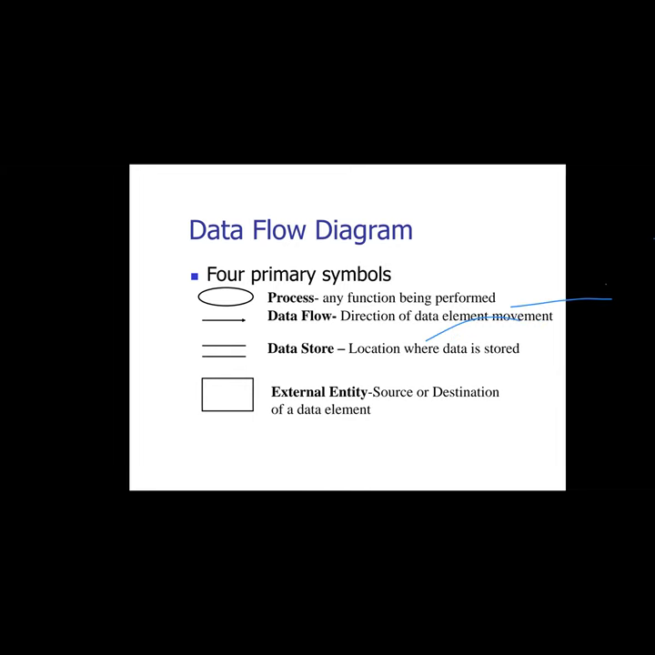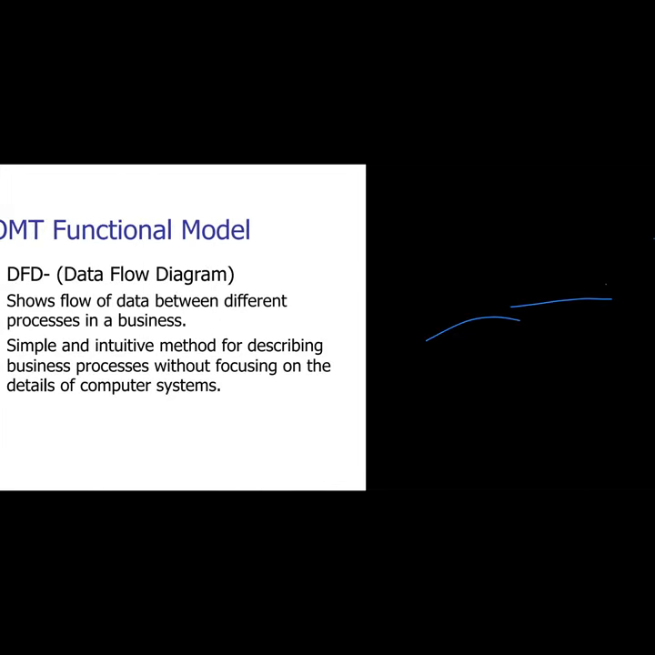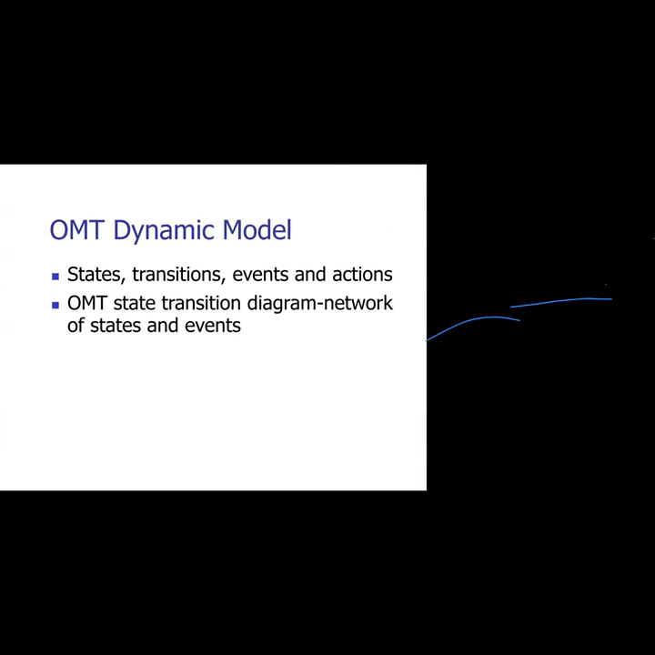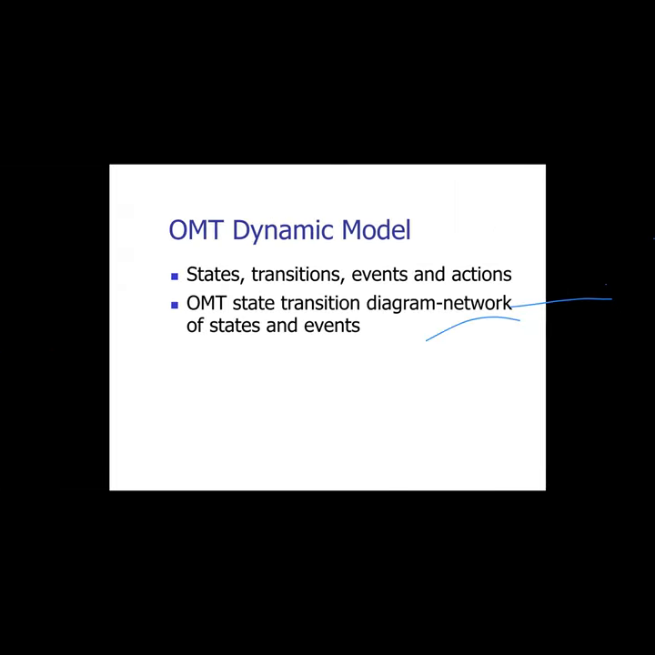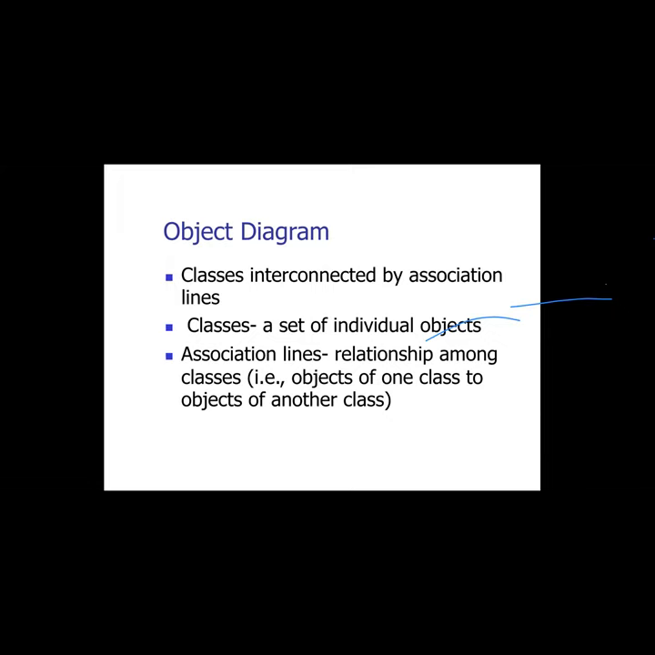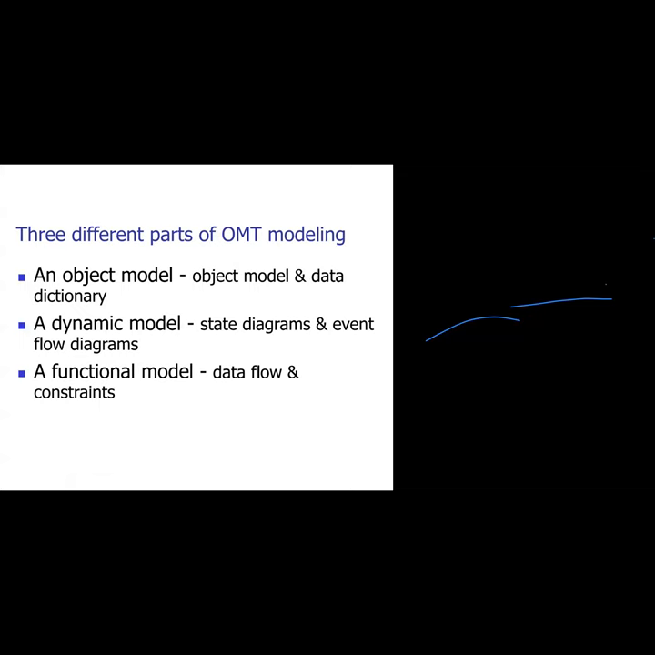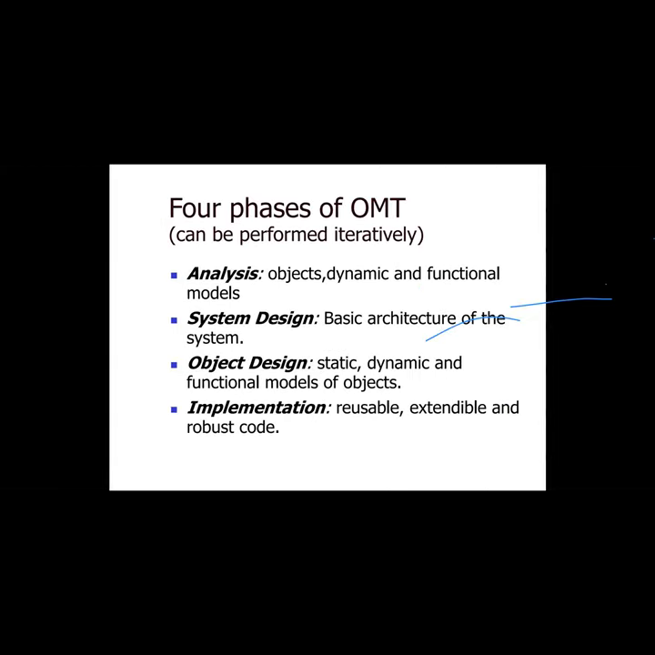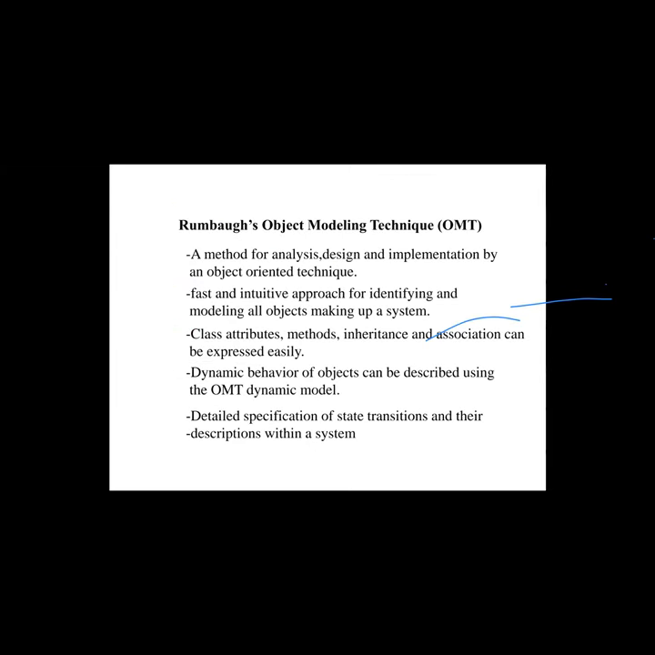Any doubt in what is an OMT model? In the OMT model, we have four phases: analysis, system design, object design, and implementation, and three different parts: object model, dynamic model, and functional model. Those things come under Rumbaugh's OMT technique.